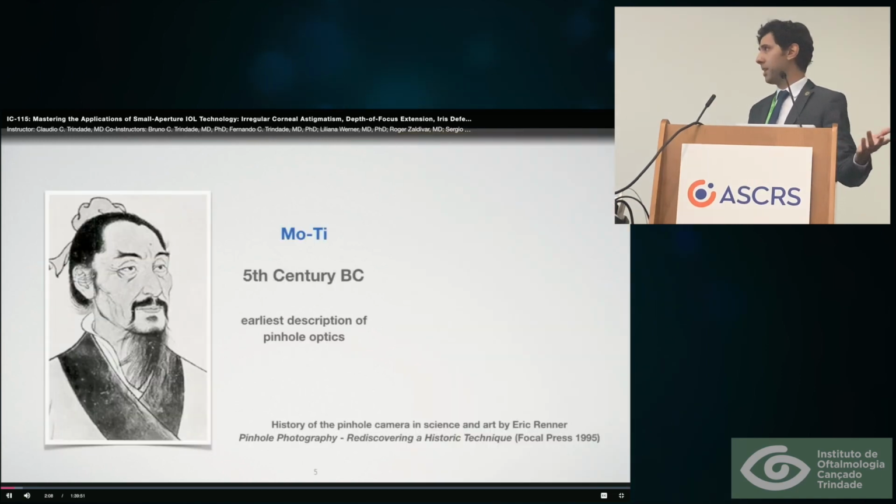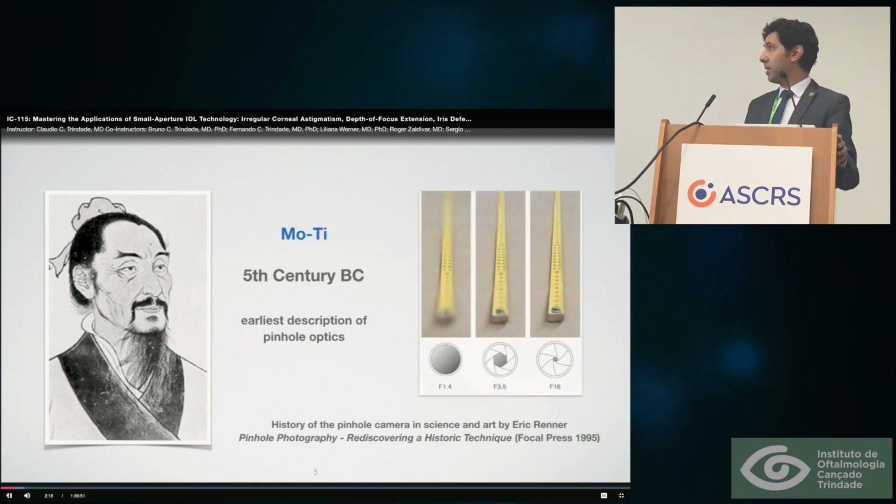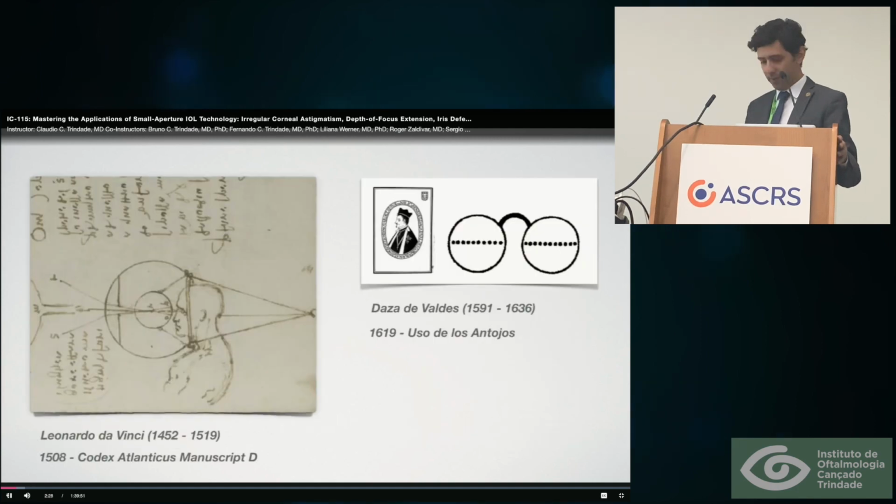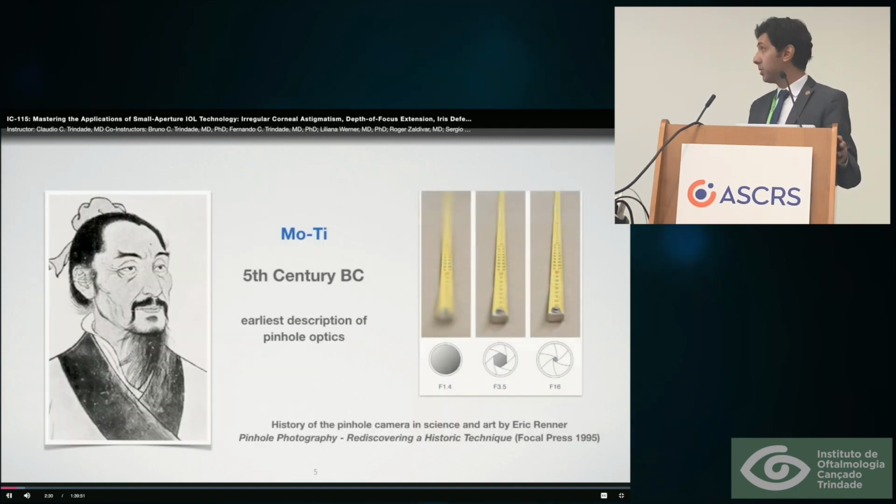So this is the basic. We know this is not a new concept. This dates back to the 5th century before Christ, where this Chinese philosopher presented it for the first time. This principle is widely used in photography, and here you can see the effect of a small diaphragm, which is able to extend depth of focus and improve the visualization of this ruler throughout its extension.